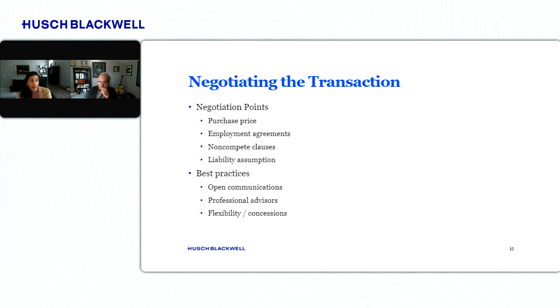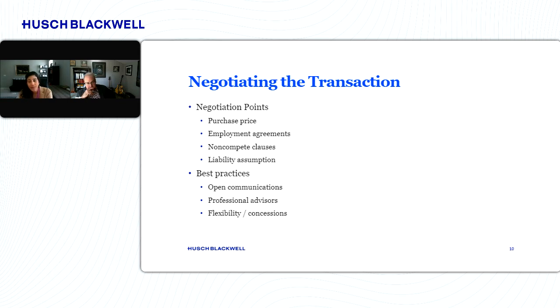So again, these are state specific. You need to look at whatever state you're in to decide what you can and can't do and what you can and can't agree to. Two things that are not on the slide that I'll mention: overarching structure. Again, whether something is going to be an asset deal versus an equity deal. How you structure the transaction will have tax and legal implications, so it's important to consider as a negotiation point.